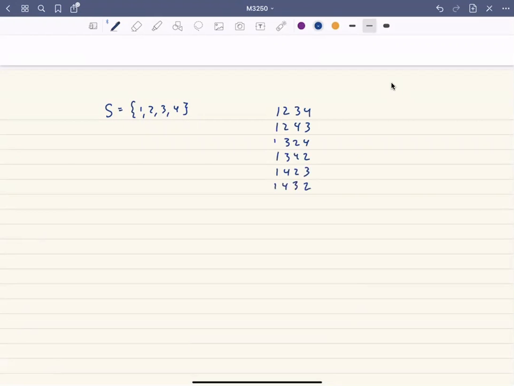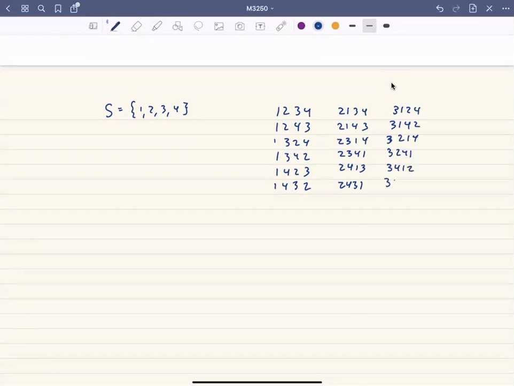You could also do 2, 1, 3, 4, 2, 1, 4, 3, 2, 3, 1, 4, 2, 3, 4, 1, 2, 4, 1, 3, 2, 4, 3, 1, and then we're halfway there. You could do 3, 1, 2, 4, 3, 1, 4, 2, 3, 2, 1, 4, 3, 2, 4, 1, 3, 4, 1, 2, 3, 4, 2, 1. And then we could do 4, 1, 2, 3, 4, 1, 3, 2, 4, 2, 1, 3, 4, 2, 3, 1, 4, 3, 1, 2, 4, 3, 2, 1.